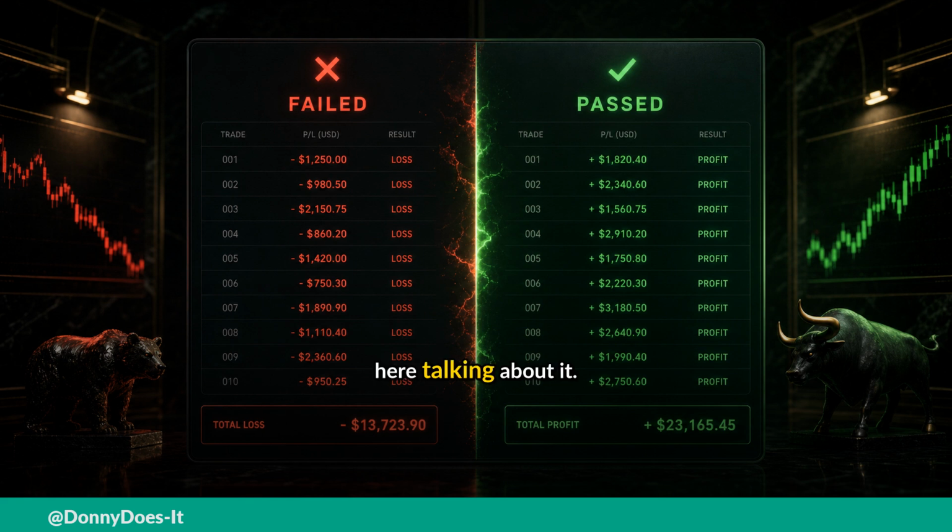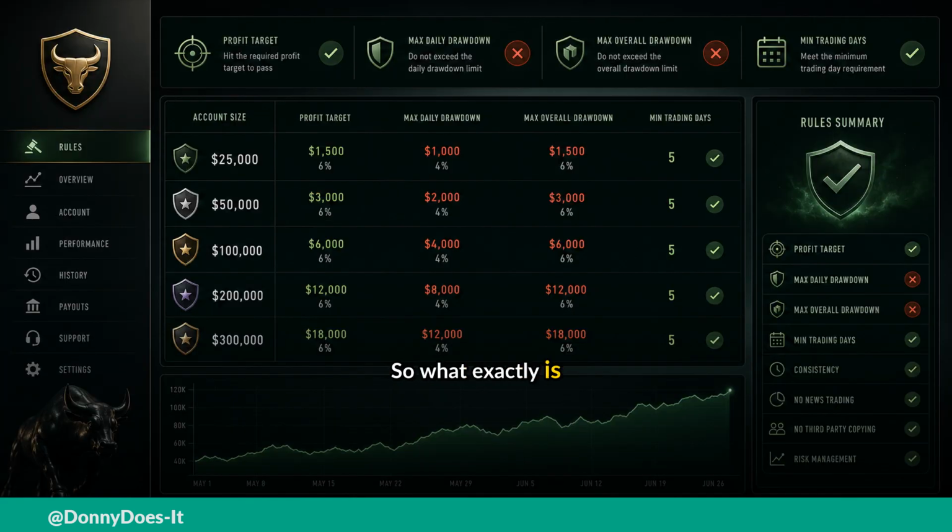So what exactly is /MES? It stands for Micro E-mini S&P 500 futures. Each point move is worth $5 to your account. Compare that to the full ES contract where each point is worth $50. If the S&P moves 10 points while you're holding one /MES contract, you make or lose $50. That is the perfect size for learning without blowing up a real account.